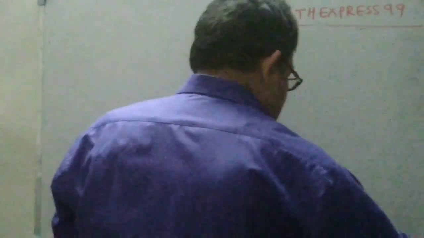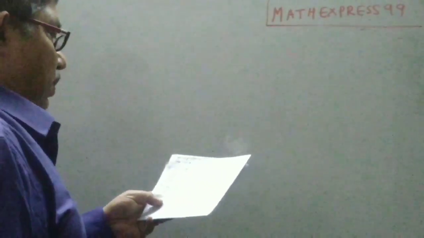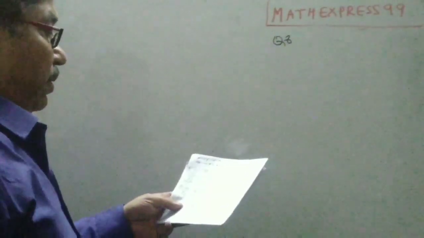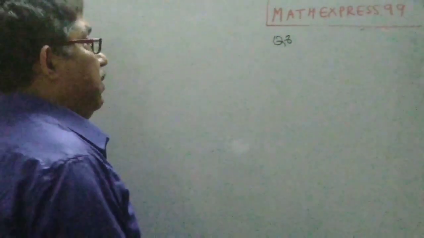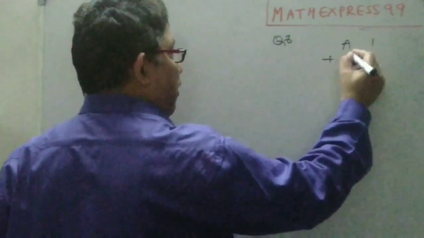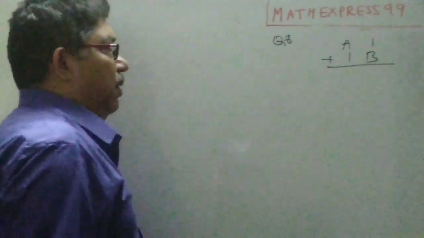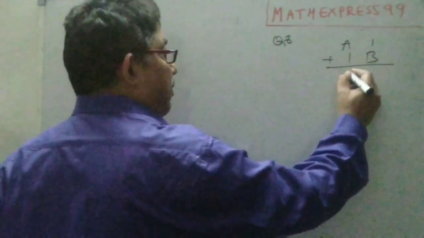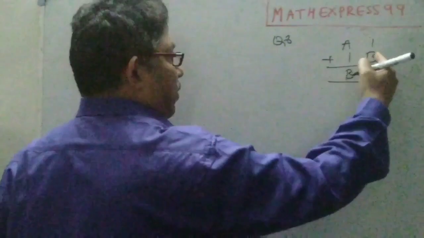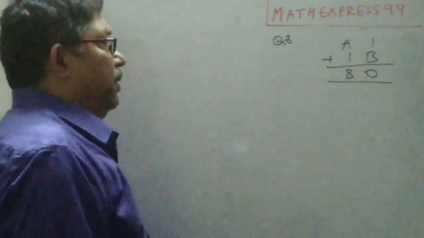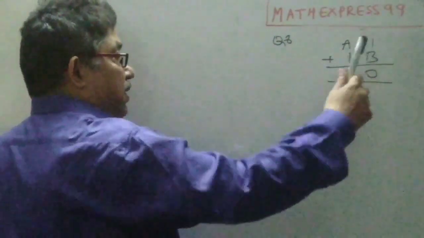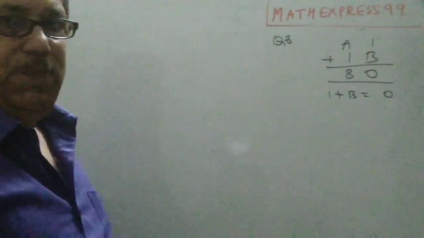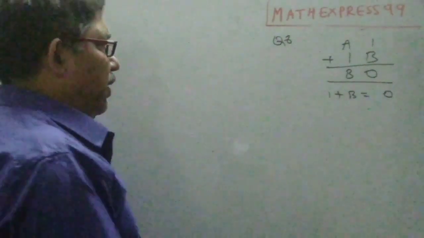Question number 8. A1 plus 1B. Let's see what we get. We are given as B 0. So this and this digit will be same. Okay. 1 plus B 0. This can't be possible. 1 plus B cannot be 0. 1 plus B must be 10. So what is B? B is equal to 9.